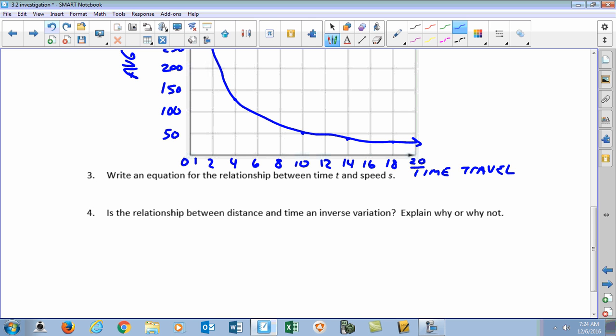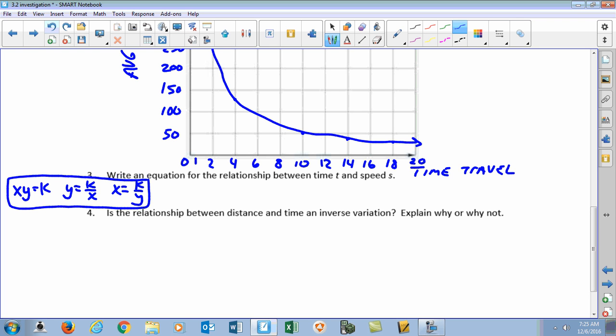Alright, so it says write an equation. Well, again, remember, if we use speed and time, they gave us 3 equations on that first page, right? xy equals k, y equals k over x, and x equals k over y. Those are the 3 general equations of inverse variation.